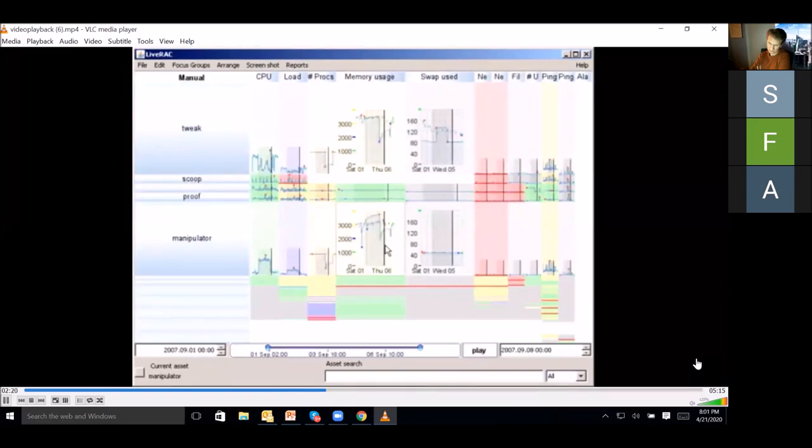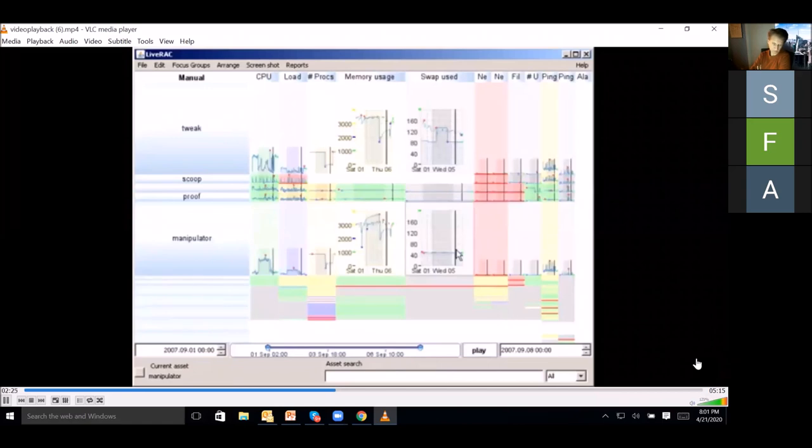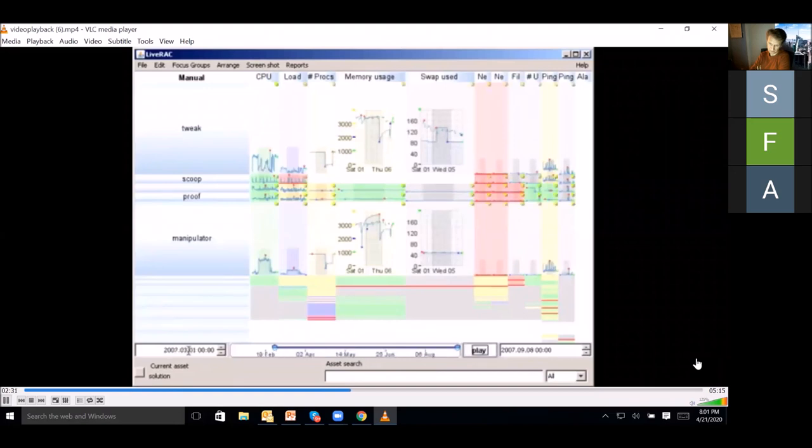Manipulator does not share these characteristics. We can see that memory usage built through the week for Manipulator, correlating with the period of heavy CPU utilization and load, but that the memory was properly released when load dropped and no swap was used.